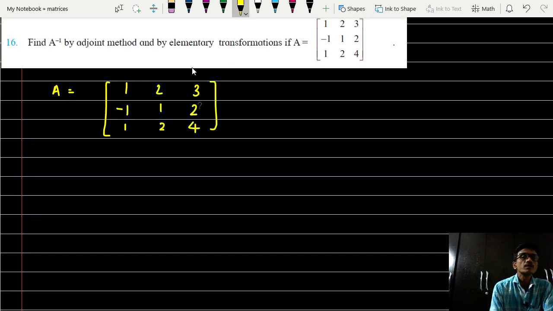Now let's do question number 16. Find inverse of this matrix by adjoint method. Okay, both methods से किया है, elementary transformation और adjoint method. So we are doing here adjoint method.